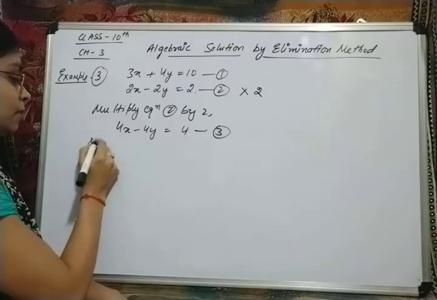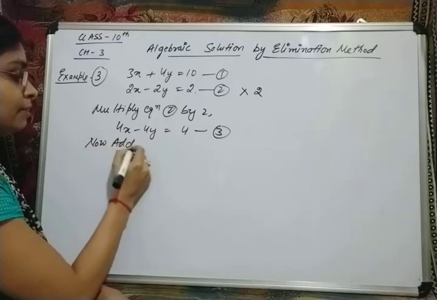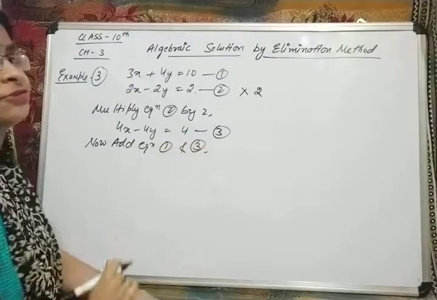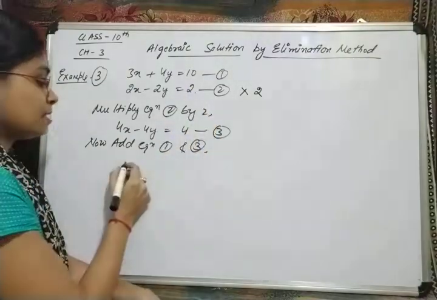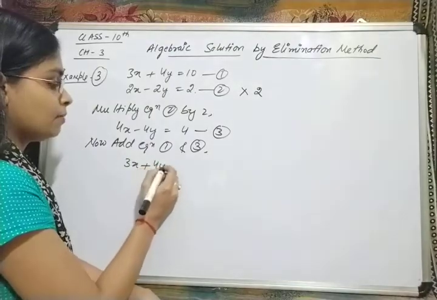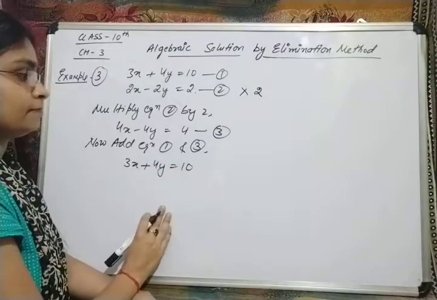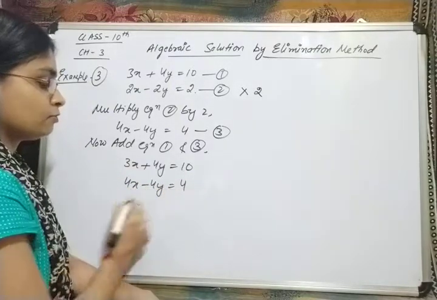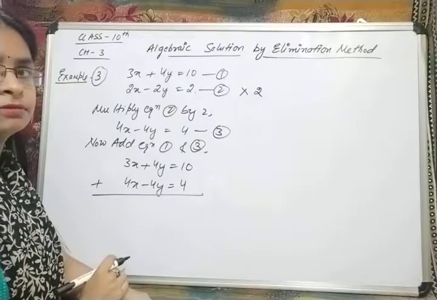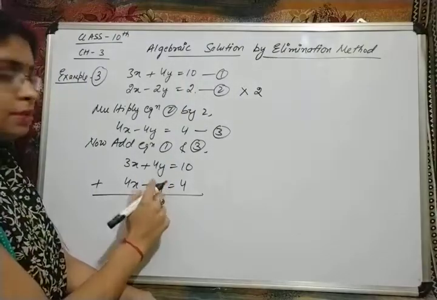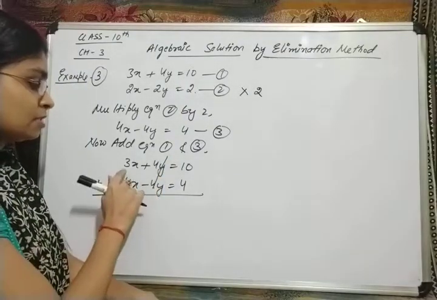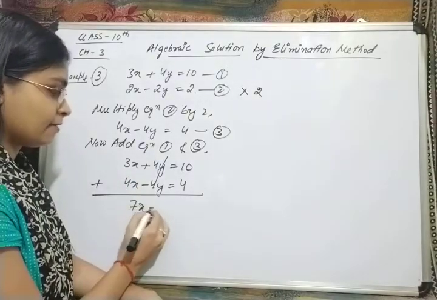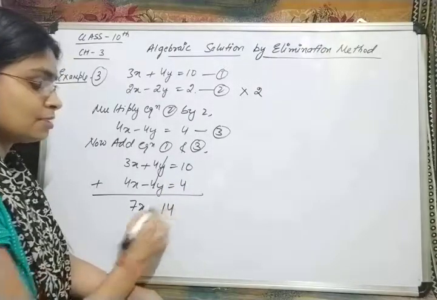So now add equation 1 and 3. So 1 is what? 3x plus 4y is equal to 10. And the third one is 4x minus 4y is equal to 4. We have to just add these equations. By adding, the y term will get cancelled out. And what about this? 3x plus 4x will be 7x. And 10 plus 4 is 14.